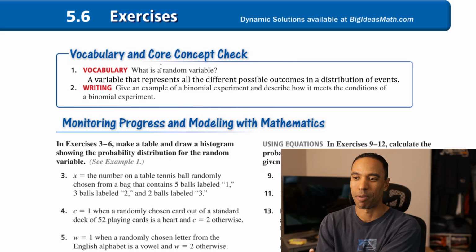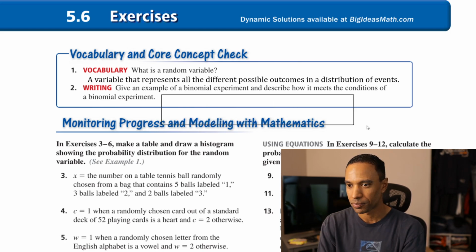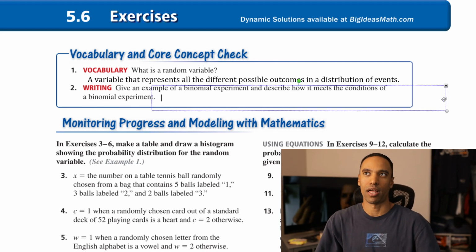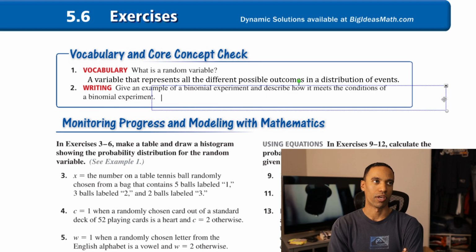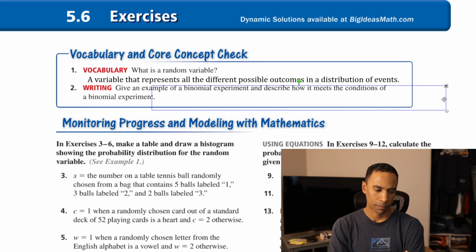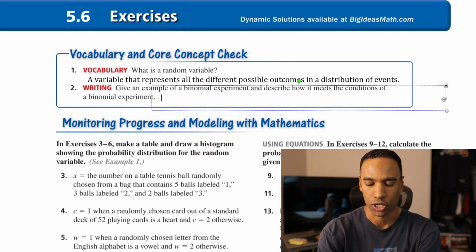All right, give an example of a binomial experiment and describe how it meets the conditions of a binomial experiment. So I mentioned a few of them. I can talk about something like, let's see. I'm sure they're going to use those because that's why I said them, that it's common they do. Let's talk about, fine, I'll say it. Making a basketball shot.